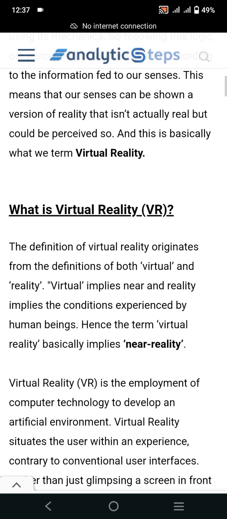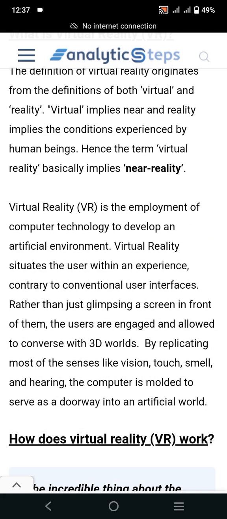What is virtual reality? The definition of virtual reality originates from the definitions of both virtual and reality. Virtual implies near, and reality implies the condition experienced by a human being. Hence, the term virtual reality basically implies near reality. Virtual reality is the employment of computer technology to develop an artificial environment.